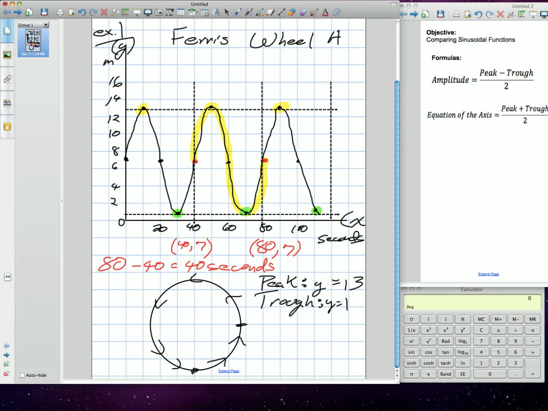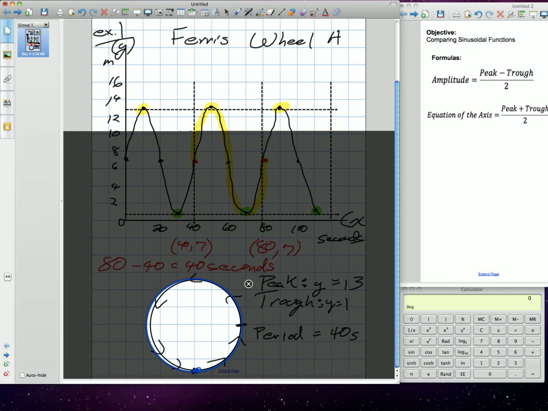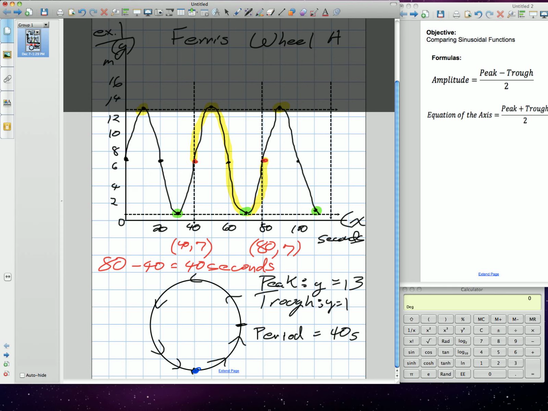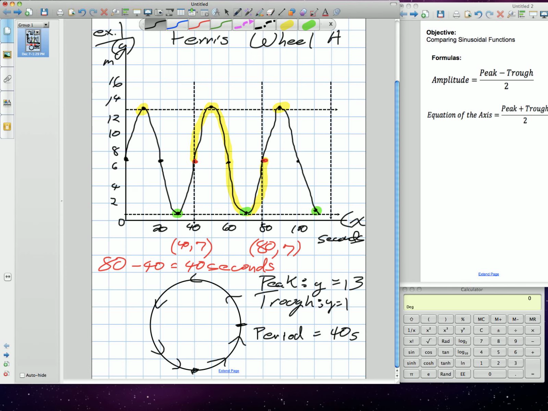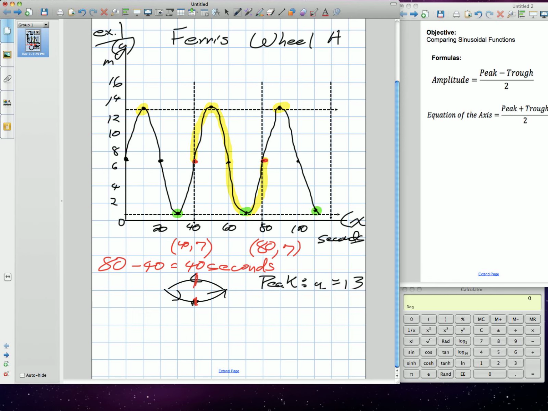And then the next period would actually end at about 120, which would probably be here. Now, it looks like the Ferris wheel didn't run that long. It stopped at a point before that. Okay? So, we figured out quite a few things. The peak is at y equals 13. Trough is y equals 1. The period is equal to 40 seconds. We've solved that. So in other words, remember, we're talking about a Ferris wheel. In order for this wheel to get all the way around, it's going to take it 40 seconds.